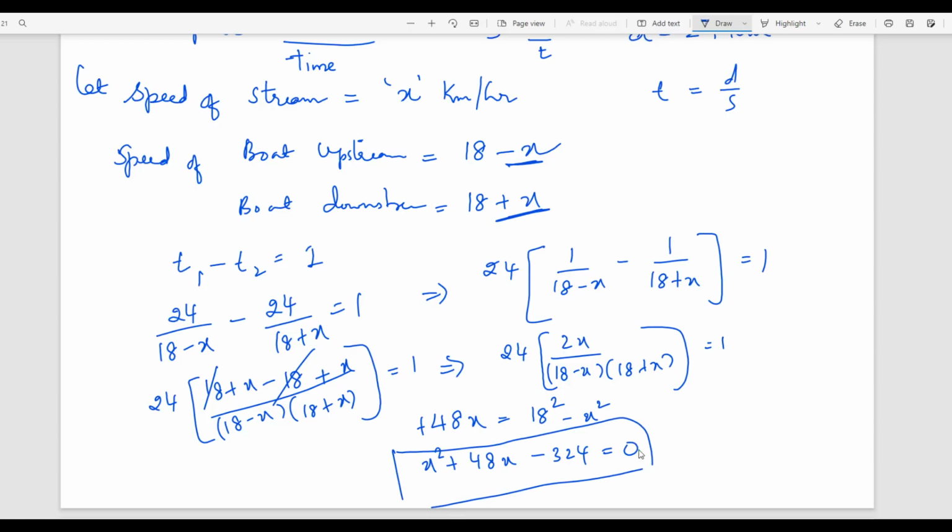Solve this quadratic equation by the formula method or by the factorization method. We get the speed of the stream as 6 km per hour.